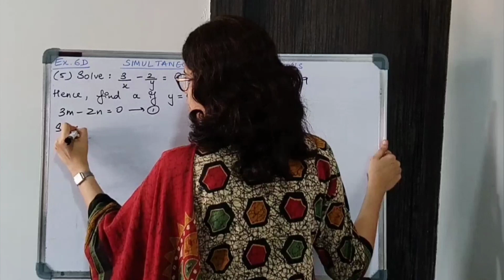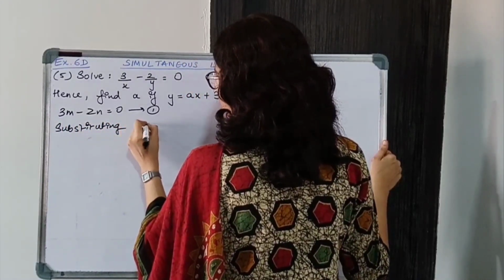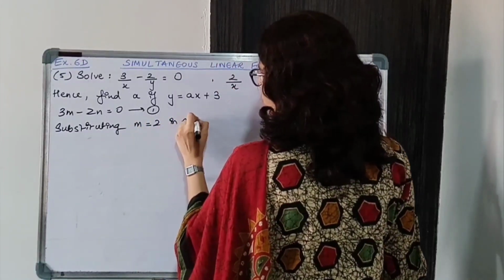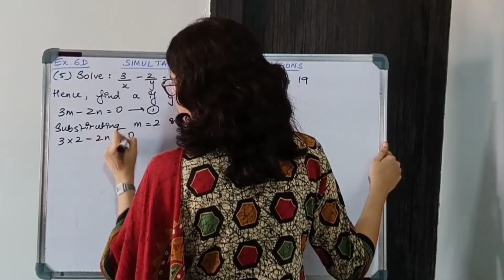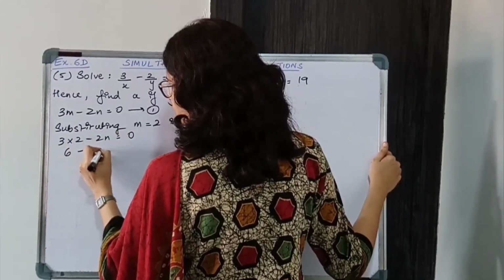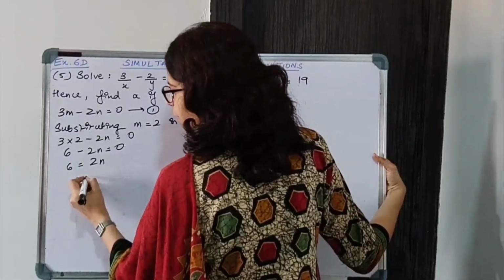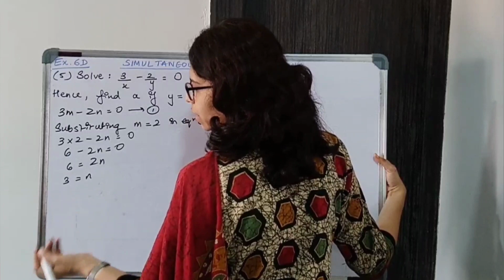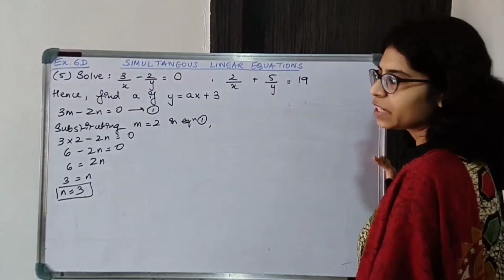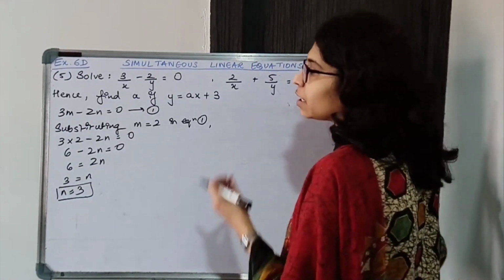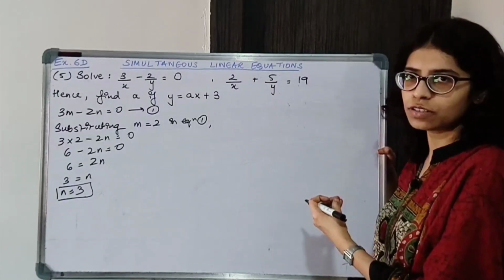So substituting m equal to 2 in equation 1. So 3 into 2 minus 2n equals to 0. 6 minus 2n equals to 0. 6 is equal to 2n. Okay, so n equals to 3. 6 by 2 will be 3. Switch the places, n is equal to 3. So m is 2, n is 3. Now we need to find the value of x and y. x and y are the original variables.